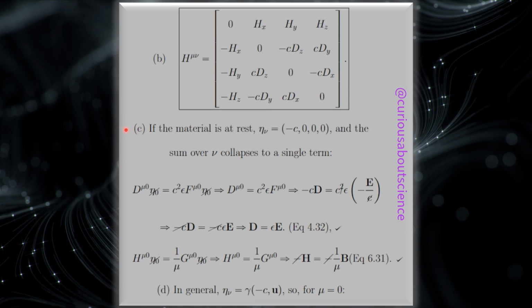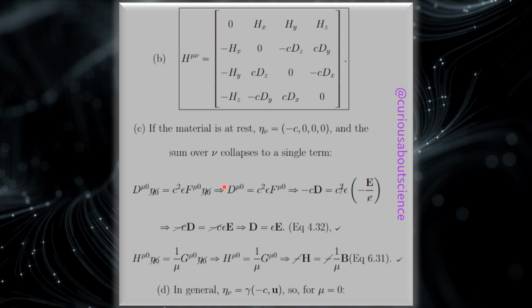For C, however, we stated that if the material is at rest, then the proper velocity 4-vector would just read (negative c, 0, 0, 0), and the sum over nu collapses to just a single term, since all of the others are multiplying by 0. The 0th term, so nu equals 0, is the only one that matters. So here we have the tensor D^mu0. Then we have eta_0 equal to c squared epsilon_f mu_0. So we see that the etas cancel on both sides, so we're good there. And then we see what's going on.